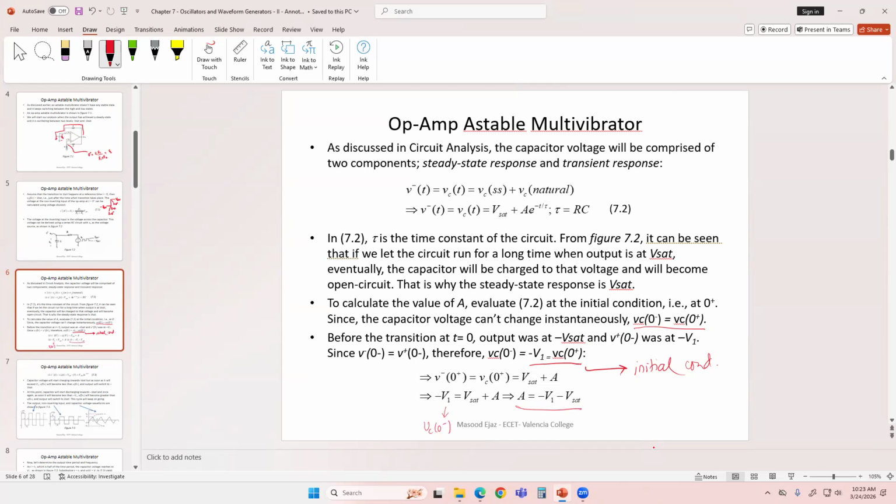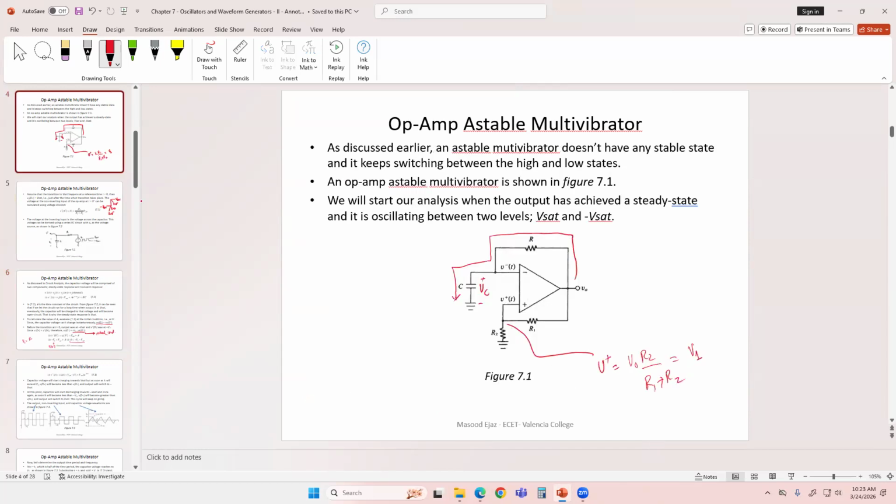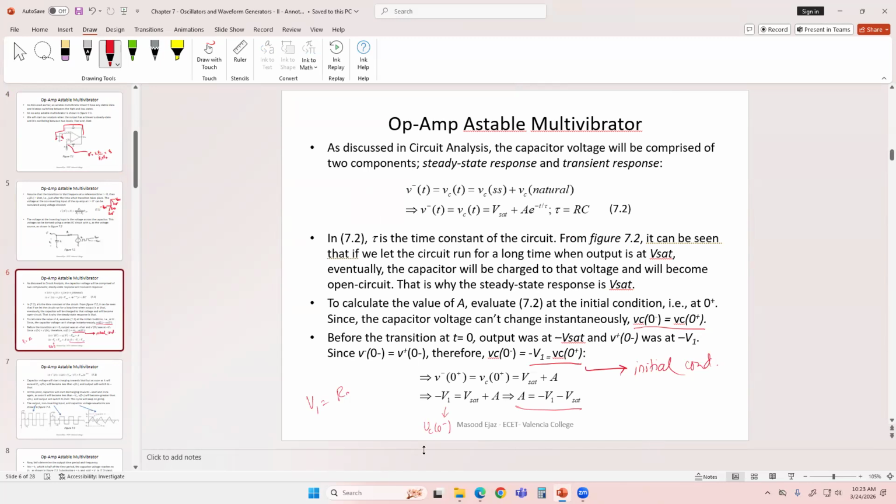And remember, negative V1 is negative R2 over R1 plus R2 times VSET. So this is negative, that's negative V1. So we're going to go ahead and plug this value of A right over here.